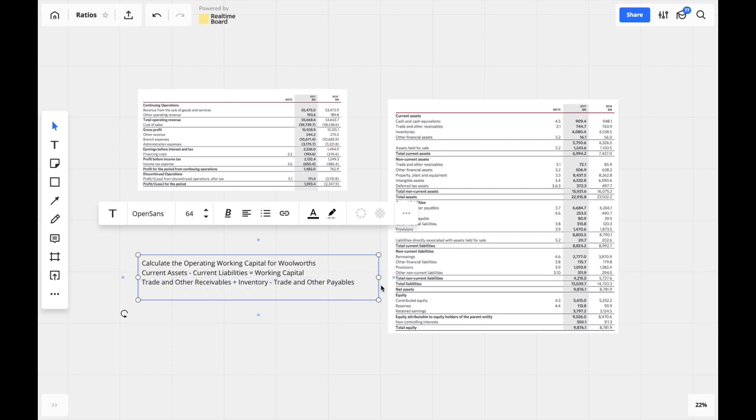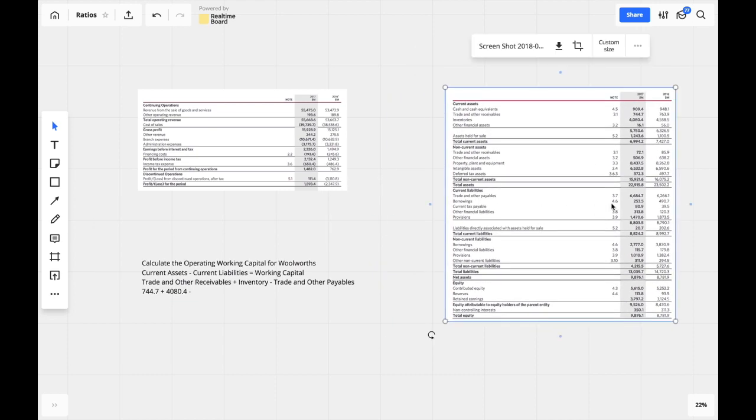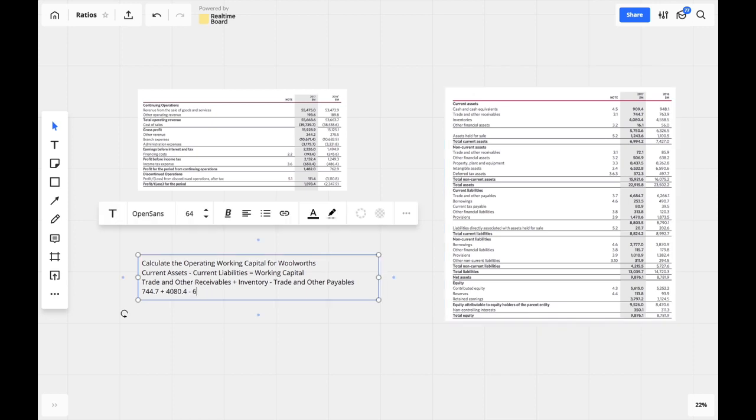So let's calculate this for the current year. If we go to the 2017 annual report, we take the current trade and other receivables, 744.7. We add our inventories of 4080.4, and we deduct our trade and other payables of 6684.7 million. If you want to grab a calculator, you can calculate along: 744.7 plus 4080.4 minus 6684.7. That works out to be negative 1,859.6 million.